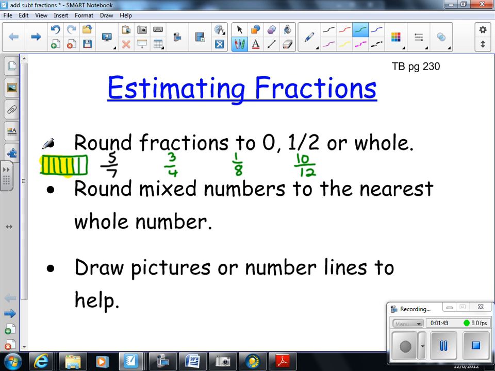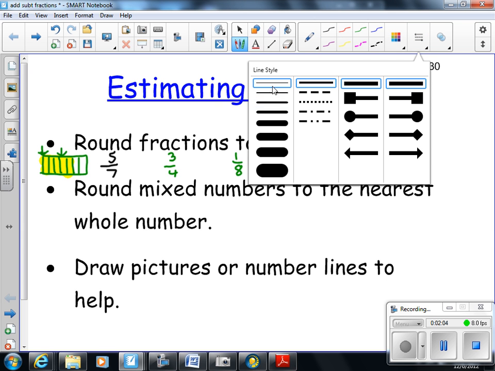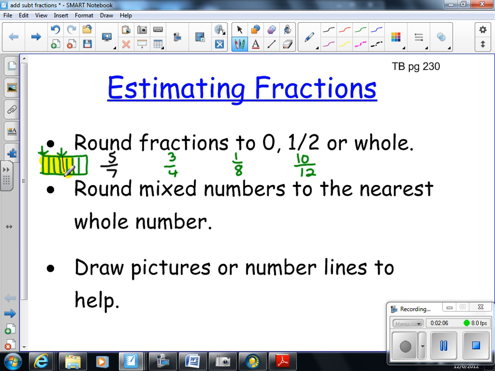Is it closer to 0? Where's your halfway mark on 7? Okay, 3.5. I'm going halfway between here, 3.5. So I oftentimes put like a little squiggly line there, showing that it's 3.5. Okay, that's my halfway mark. Or is it closer to the whole?